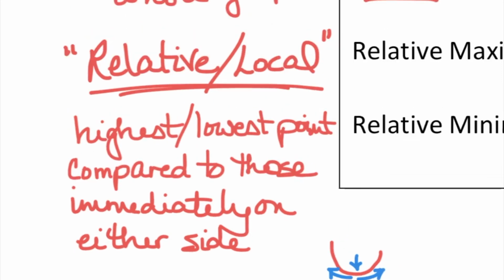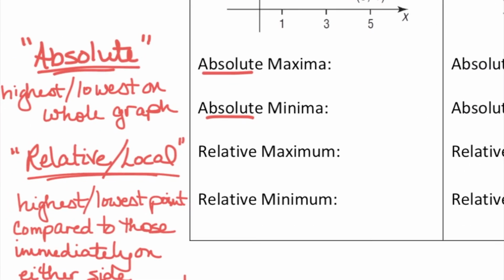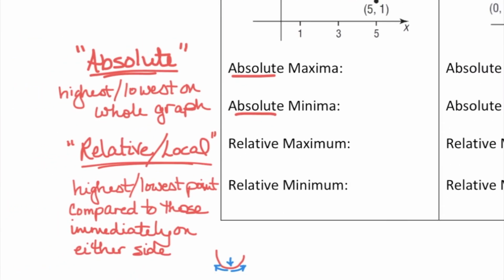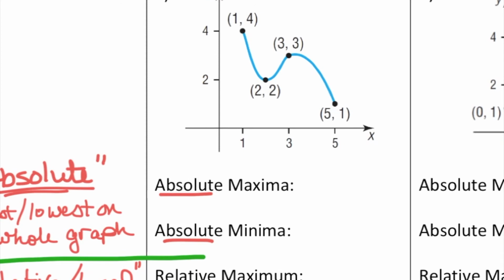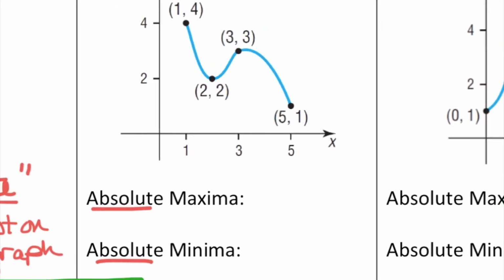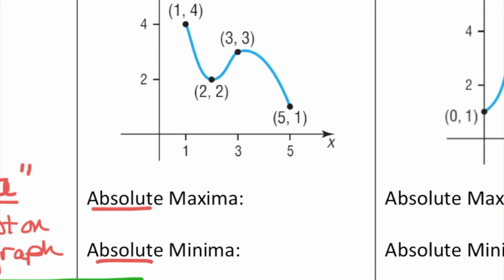So this first graph here, hopefully, I meant to do that in a different color. I meant to do the relative in green. Oh well. So in this first graph here, I tried to be fairly straightforward. So your absolute, meaning on the whole graph, the highest point is going to be that point 1,4. And your absolute lowest point on the whole graph is that point down there, 5,1.